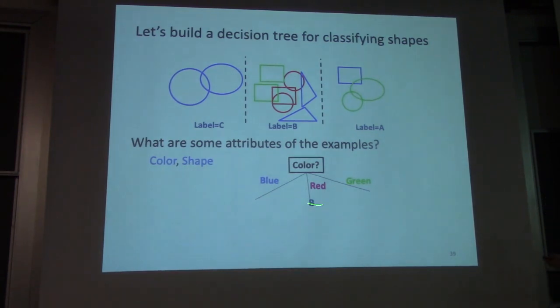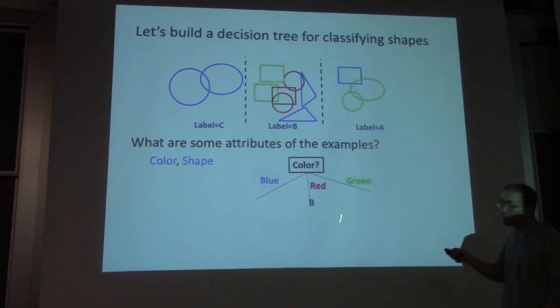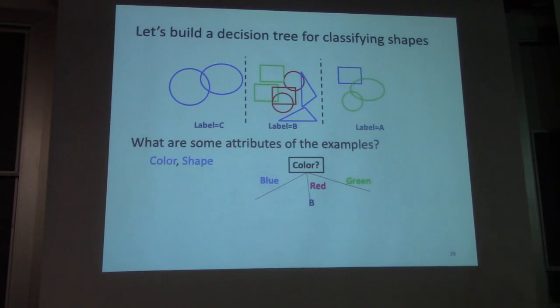So let us first look at the red shapes. We can see all the red shapes are labeled as B, right? That means the subset of shapes here has pure labels. They have unique labels. So we don't need to split them anymore, right? We just stop here and report the label is B for this subset.